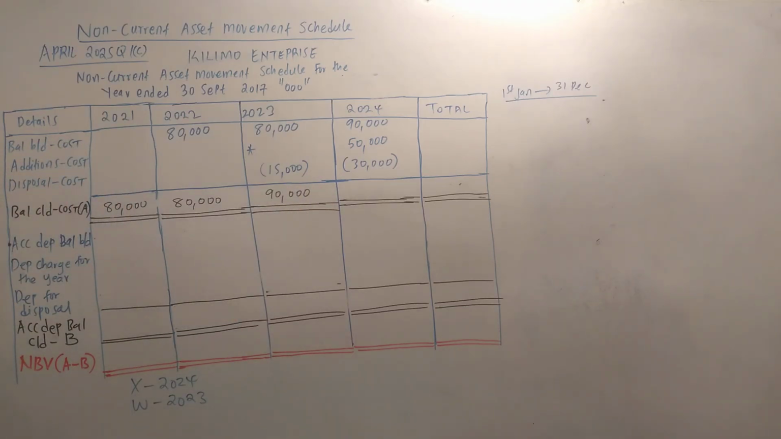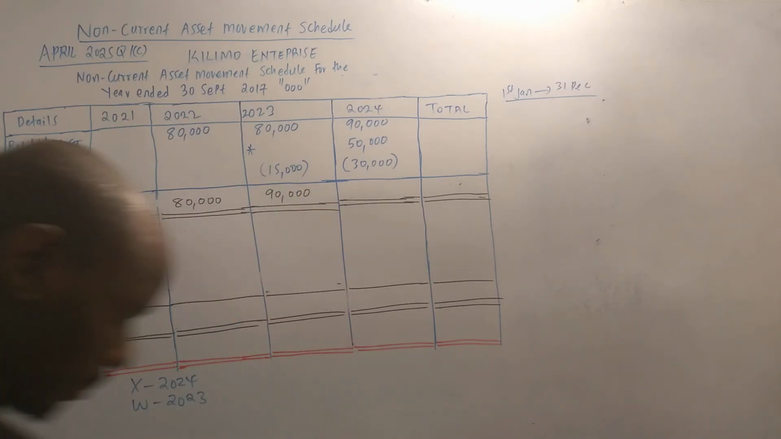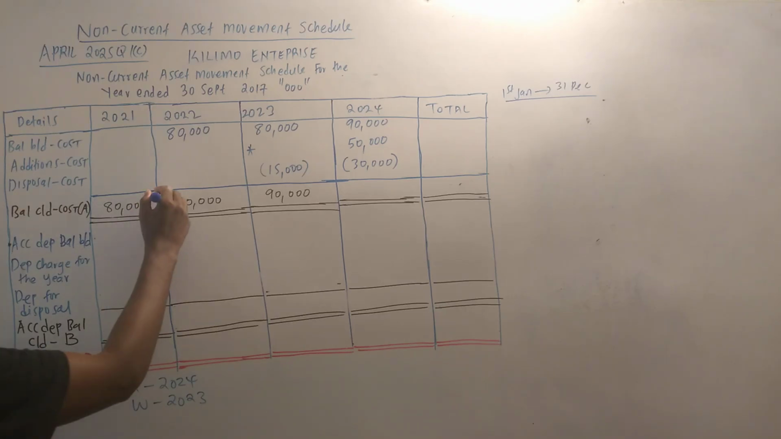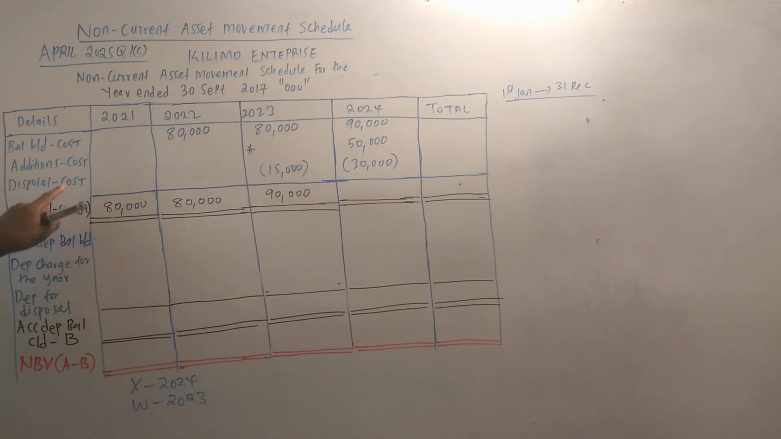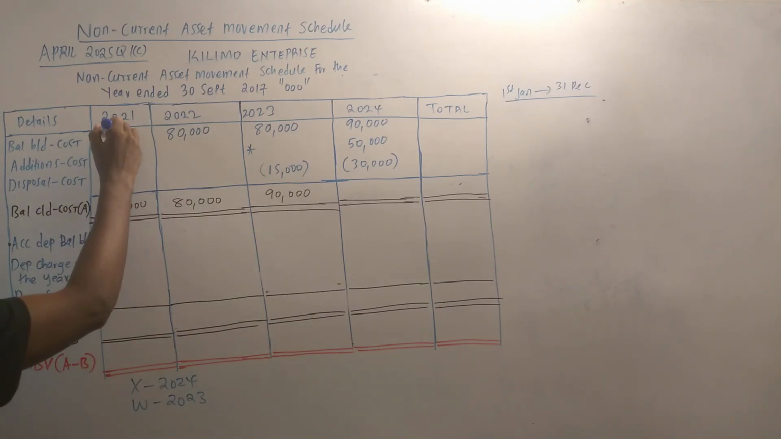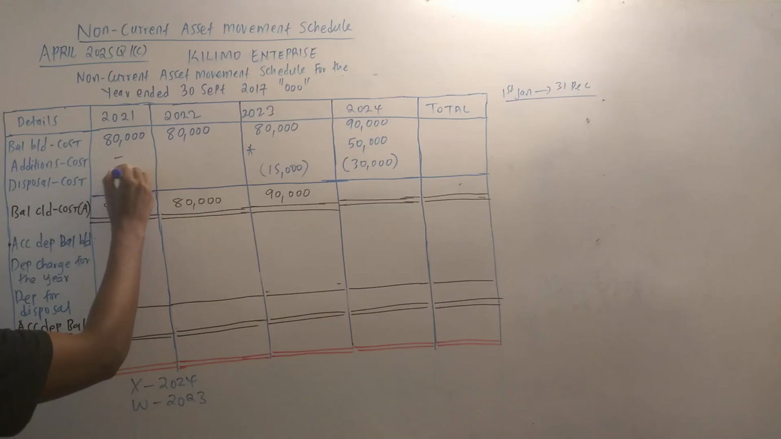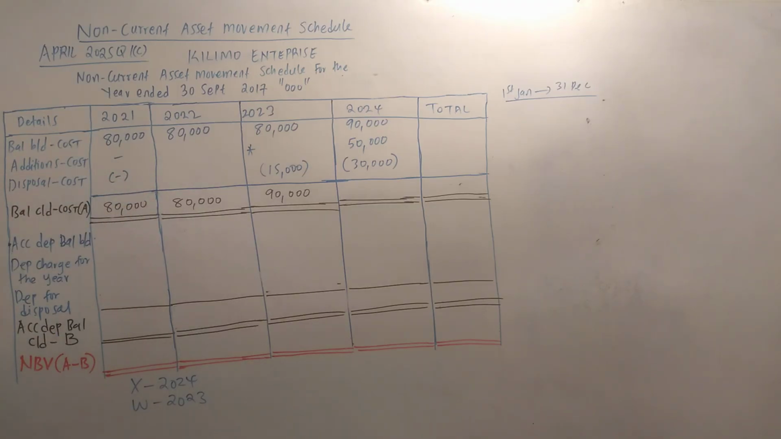Yeah, that one is fine. Let's pick our pen. From all the information that we have inserted, there was no disposal or addition in 2021, meaning this balance will also be 80,000, because there was no additional disposal. So when you add 80 plus this one minus this one, you shall get 80. So 80,000 plus 0 minus 0 will be 80,000. So there was no addition.